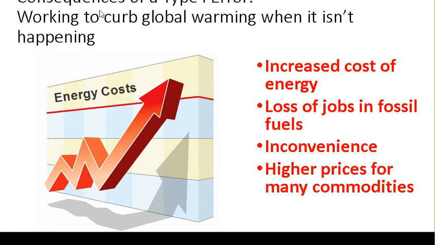Well, you could have an increased energy bill. Could be a loss of jobs in the fossil fuel sectors. Could be inconvenient in some ways. Could pay higher prices for commodities. Okay. What about a type 2 error?